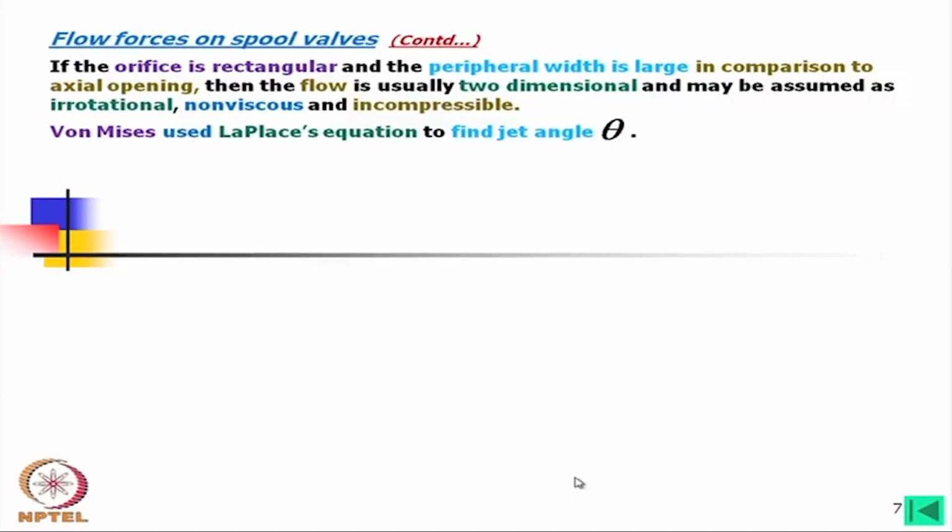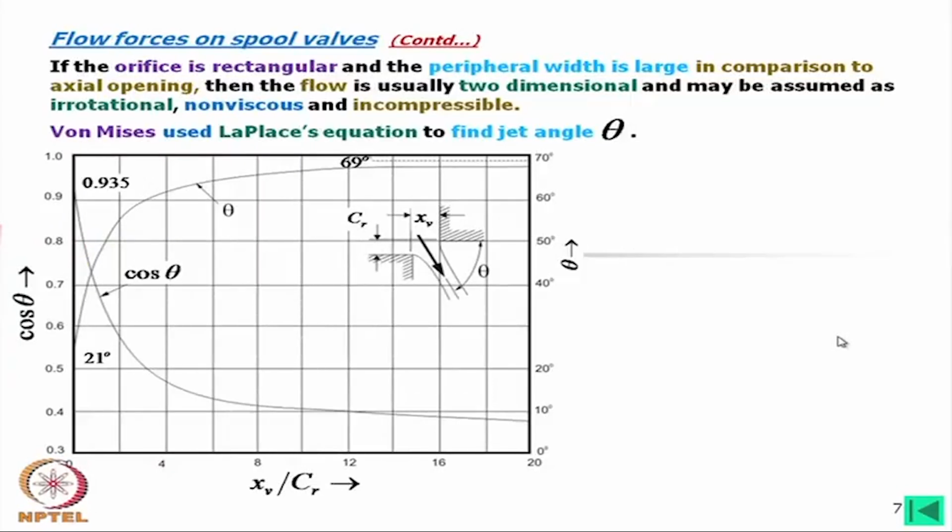Now, von Mises is a scientist. He used Laplace equations to find the jet angle and plotted a very interesting curve. This was experimentally verified, and then he proposed how we can find this jet angle for any position. Here, in this direction, what we find is xb by Cr.